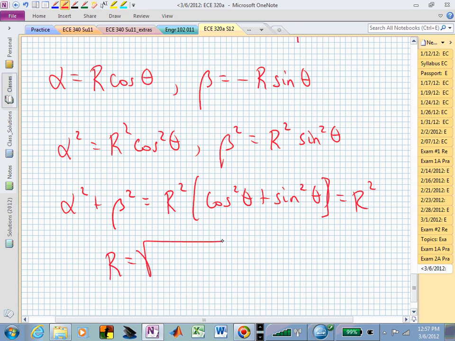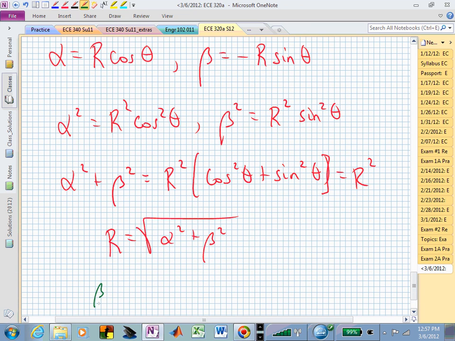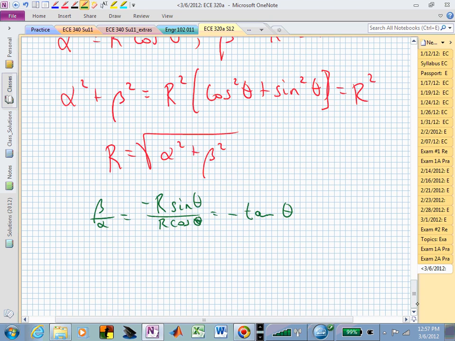R is now the length, or the hypotenuse, of the right triangle formed by those two sides, and the angle theta, if you took the ratio of those two pieces, let's say that I now said, oh, I want beta over alpha, that's equal to minus r sine theta over r cosine of theta, or that's just minus tangent of theta. And now if you solve that for theta, you have that theta is the inverse tangent of minus beta over alpha. Is that okay? So that's where the minus comes from, but I just want you to feel comfortable.